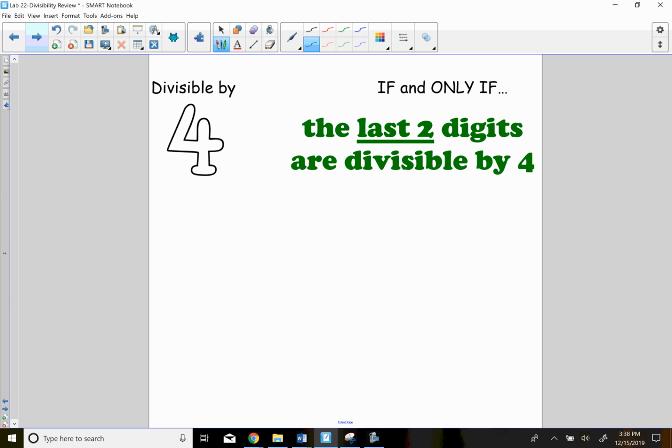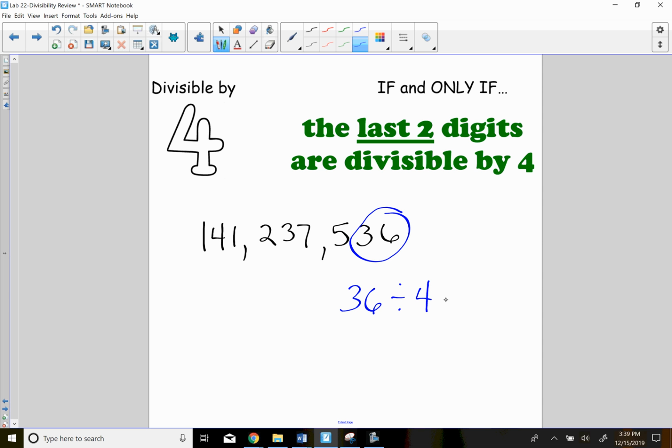Then we have 4, which has its own set of rules. A number is divisible by 4 if and only if the last 2 digits are divisible by 4. So I can have this huge string of numbers, 141,237,536. I know this number is divisible by 4 because it's all dependent on the last 2 digits. 36 is a multiple of 4. I can divide 36 by 4 and get a nice, neat whole number answer.